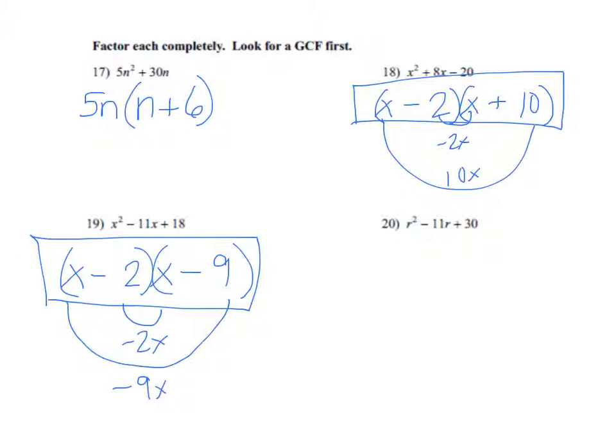Okay, number 20, I want you to pause the video and try 20 on your own. Okay, so on this one you should have had an r minus 5 and an r minus 6. Your signs were going to be the same because this was a plus sign, and they're both going to be minuses because you're looking for a negative 11 on that. All right, let's look at some harder ones.